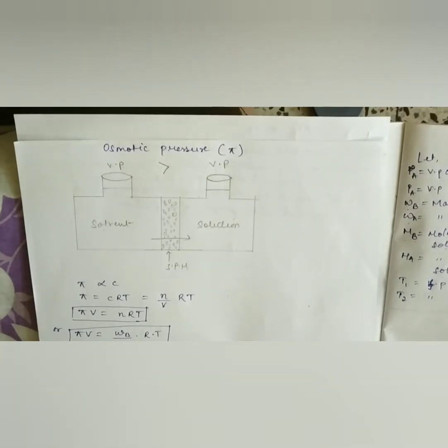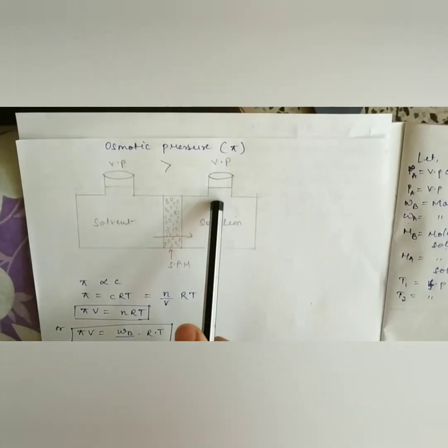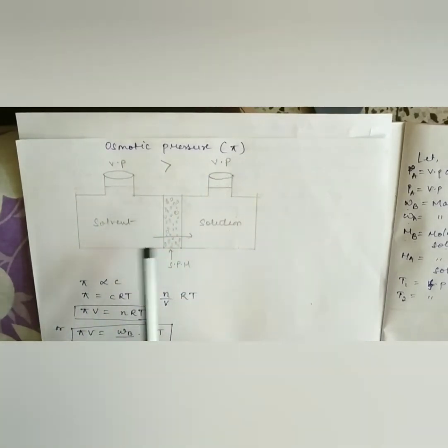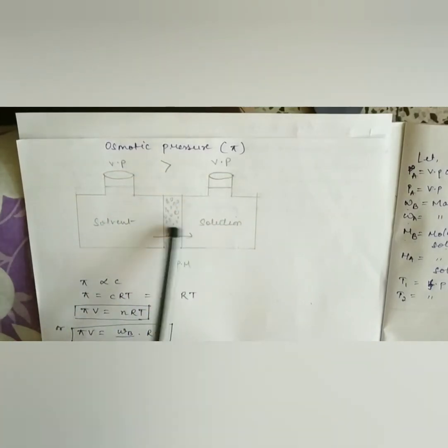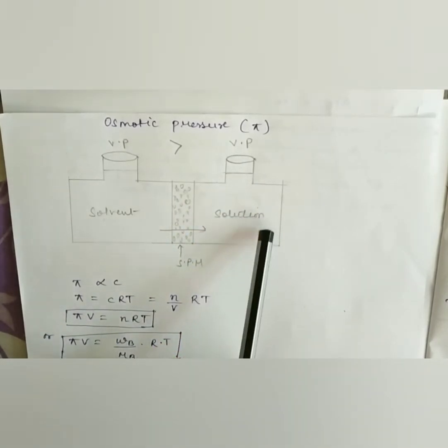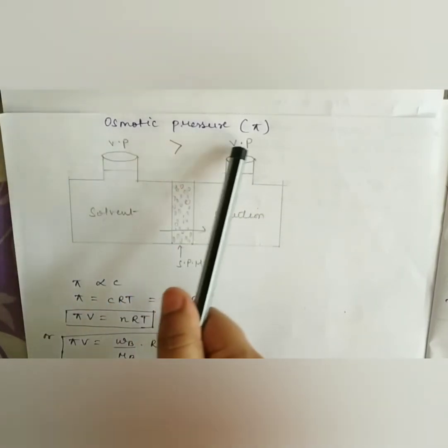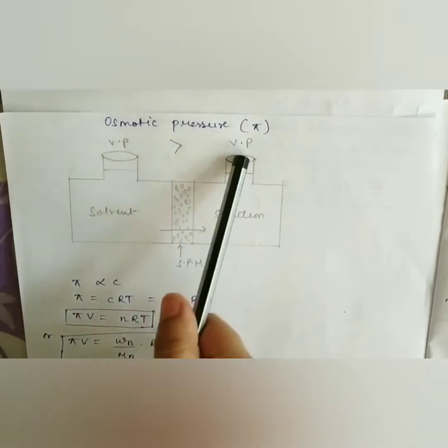In the case of osmosis, the SPM allows only the solvent molecules to pass through, so that as more and more solvent particles enter the solution, it becomes dilute, and therefore the vapor pressure slowly increases. So this is the driving force. This difference in vapor pressure is the driving force. The solvent molecules will move to the solution side until both the vapor pressures become equal.